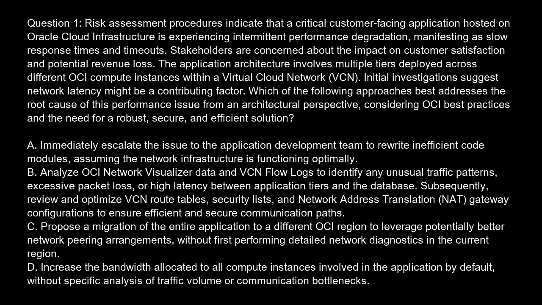Propose a migration of the entire application to a different OCI region to leverage potentially better network peering arrangements, without first performing detailed network diagnostics in the current region. Option D. Increase the bandwidth allocated to all compute instances involved in the application by default, without specific analysis of traffic volume or communication bottlenecks.